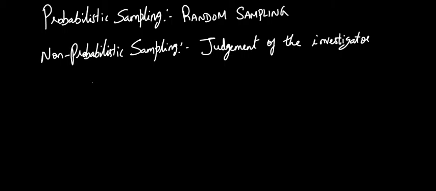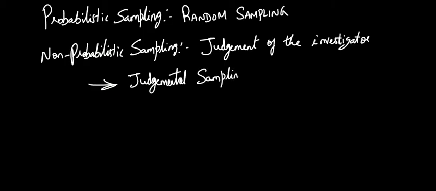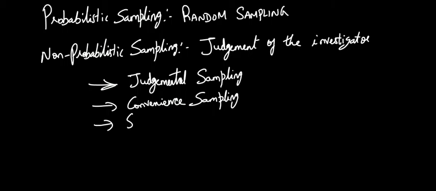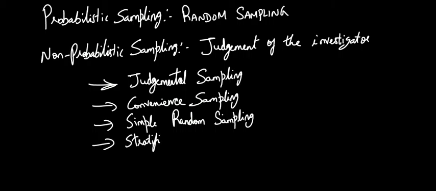What are all the types of sampling? Some of the types of sampling are judgmental sampling, convenience sampling, simple random sampling, and stratified random sampling, and so on. So these are all the different types of sampling.